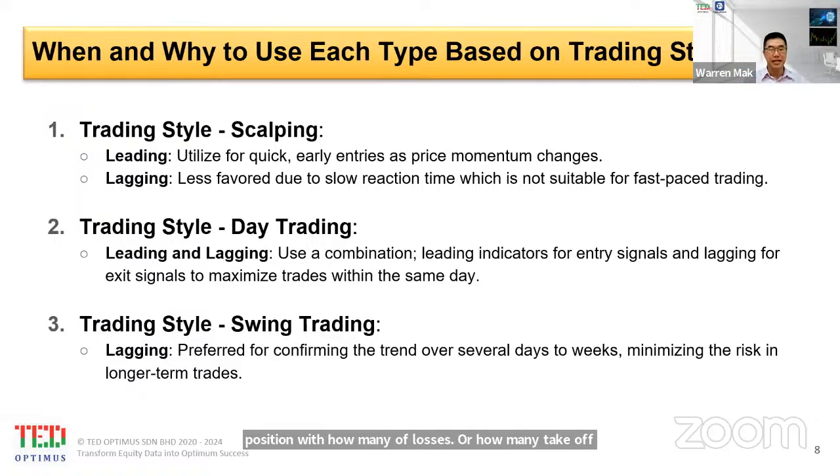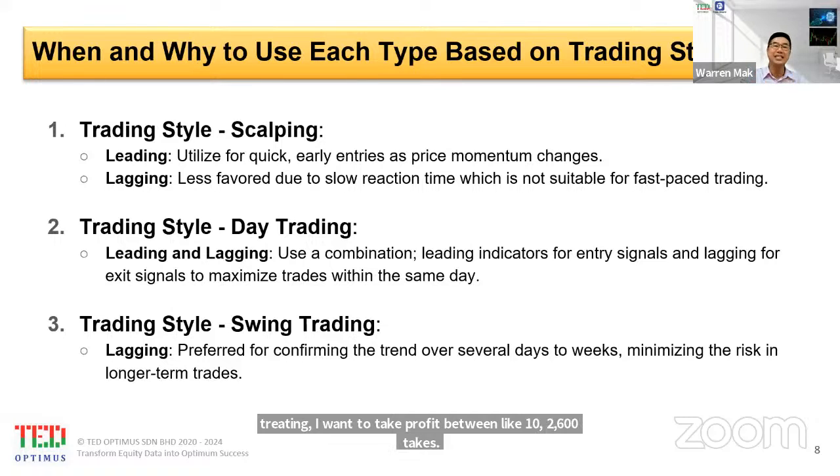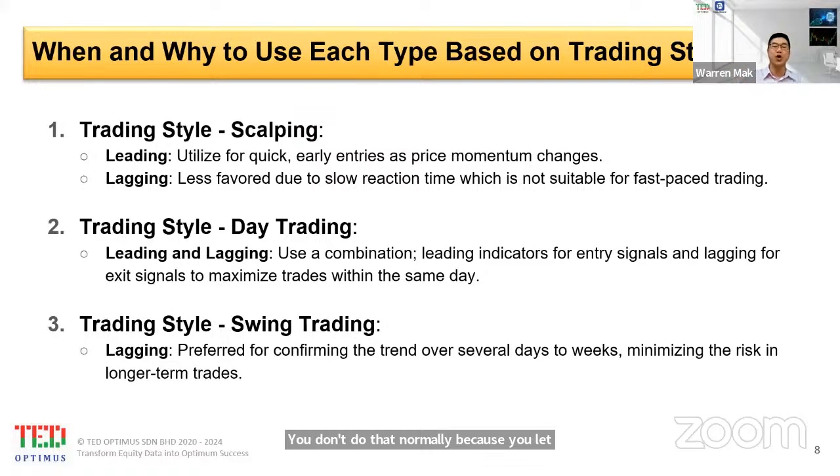You have it preset. Swing trading, technically, you preset the cut loss, but normally you don't preset the swing. You don't tell yourself, okay, for this swing trade I want to take profit within like 10 ticks, 20 ticks, 100 ticks. You don't do that normally because you let it swing and you slowly adjust your exit position so that you can maximize your profit potential. So for this, we use lagging indicators to confirm the trend over several days to weeks, talking about days and weeks, and minimizing the risk in a long-term trade.